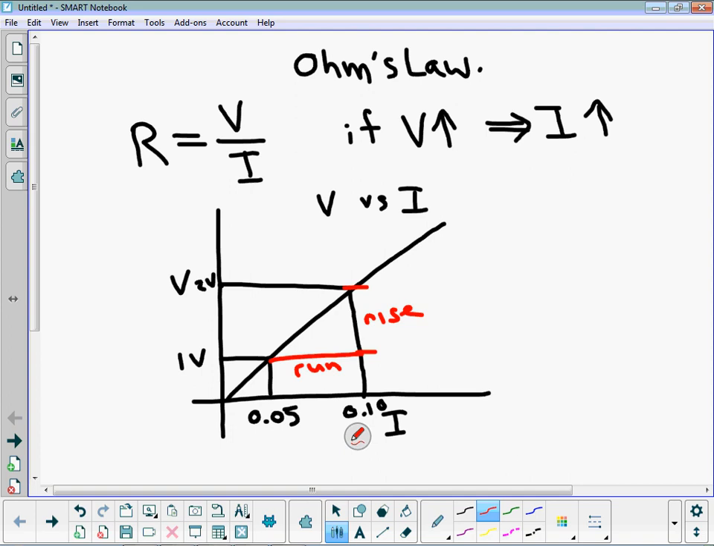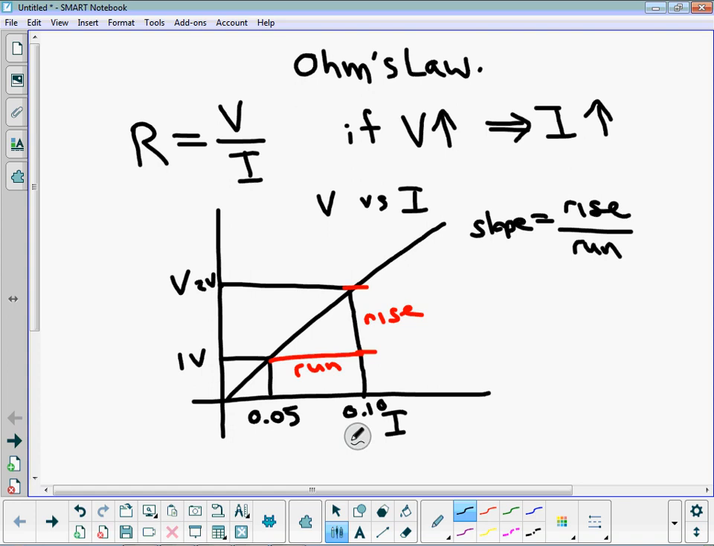So, slope equals rise over run. Remember that? Does that sound familiar? Nice. That's great. Isn't it great when math comes into science? By the way, science is math. Science is the application of math.